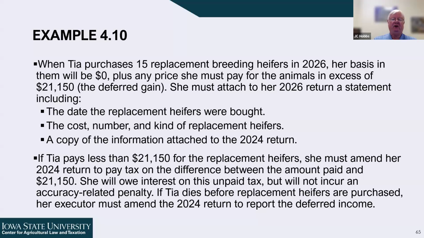If she pays less than 21,150, she has to amend the 2024 return, and the difference is then included in income. If she pays more than the 21,150, she'll have depreciable basis in those animals, and she can write them off using the current depreciation rules. So the issue is making sure that you pay at least as much so that you don't have to go back and amend the return and report that income.